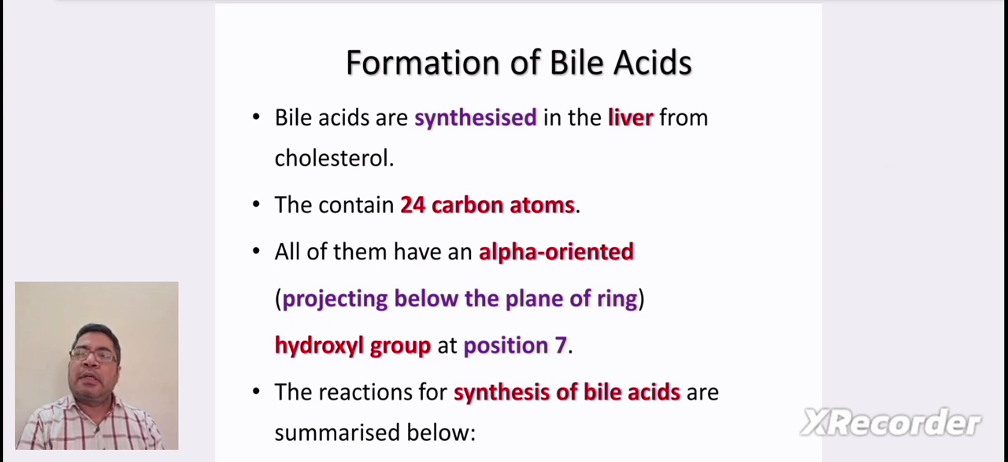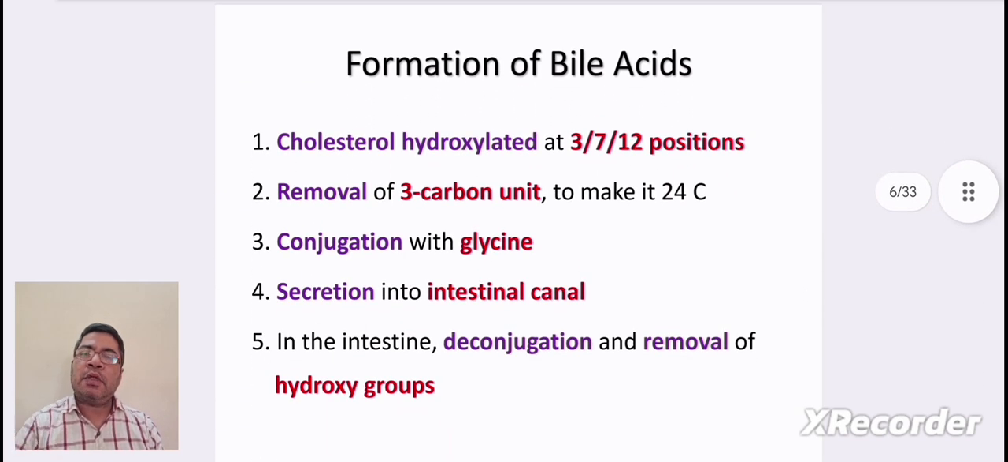Bile acids are synthesized in the liver from cholesterol. They contain 24 carbon atoms. All of them have an alpha oriented, that is projecting below the plane of the ring, hydroxyl group at position 7. The reactions for synthesis of bile acids are summarized below. First, cholesterol is hydroxylated at 3, 7, 12 positions. Then there is removal of a 3 carbon unit to make it 24C. Then conjugation with glycine. Then secretion into the intestine. And lastly, in the intestine, deconjugation and removal of the hydroxy group.